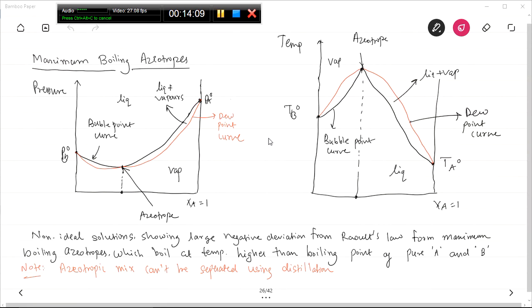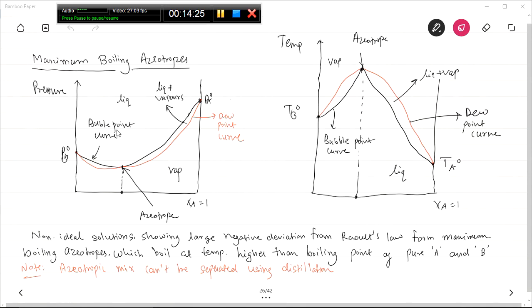Now similarly you can consider maximum boiling azeotropes. The solutions which show large negative deviation will form this kind of azeotropic solution. This will boil at a temperature higher than both pure A and pure B.